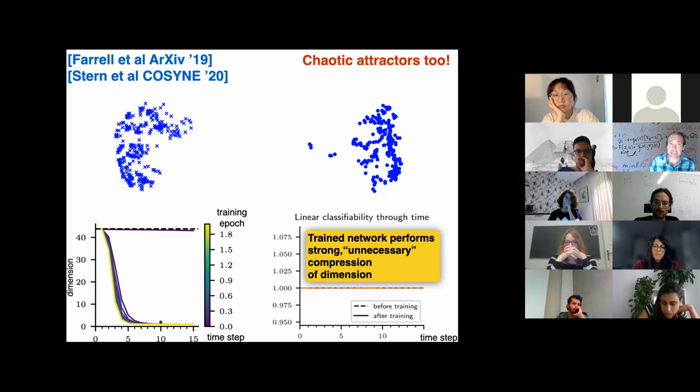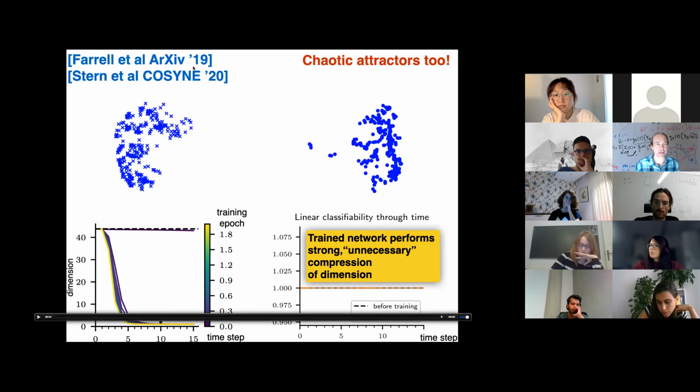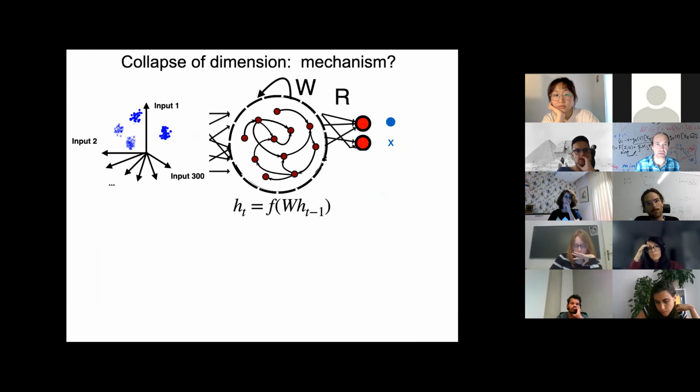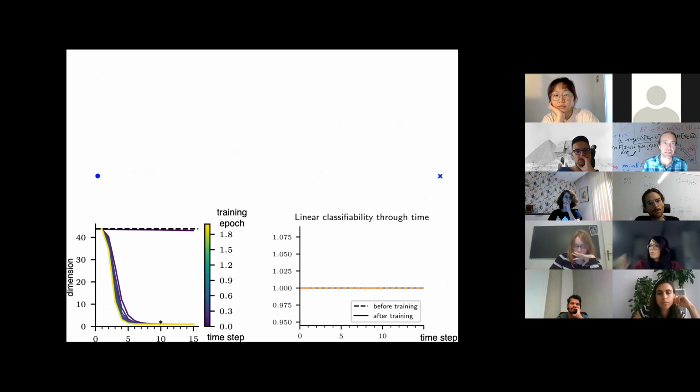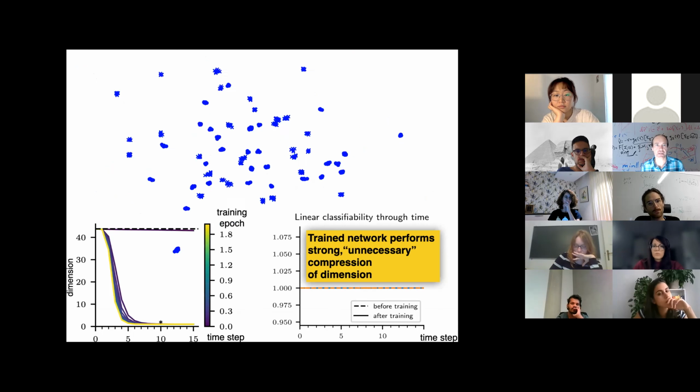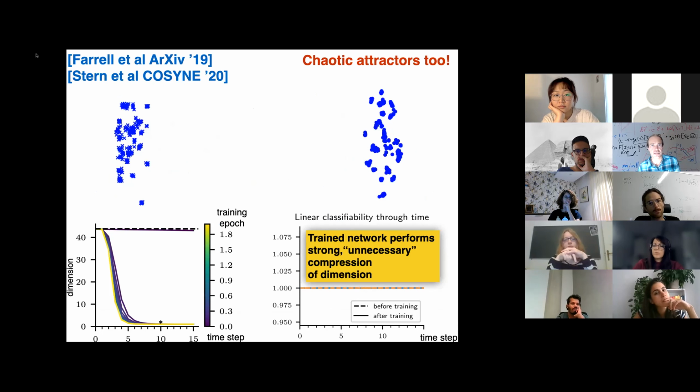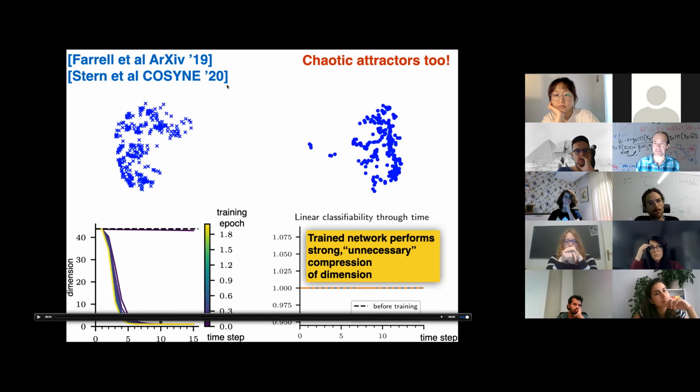And the papers that contain these results, I think one of them I provided as a reference is by Matt Farrell several years ago. And Marav Stern has also developed these results, and we'll talk about her work in a little bit. And she has an abstracted version of this.